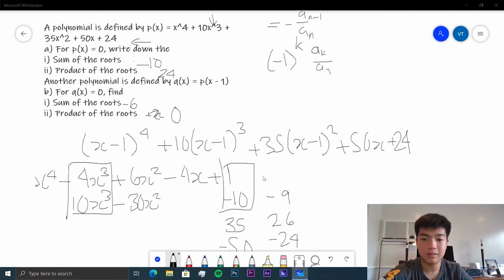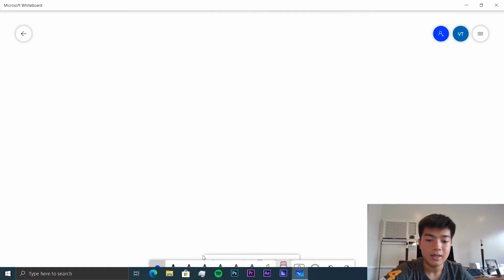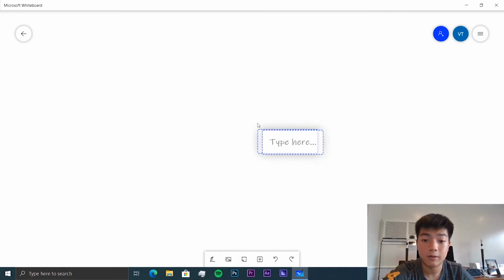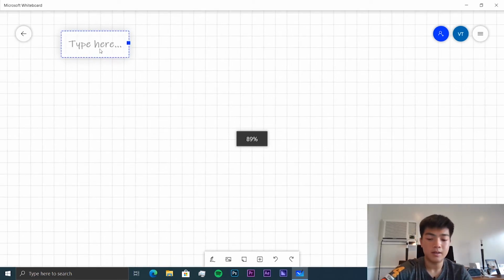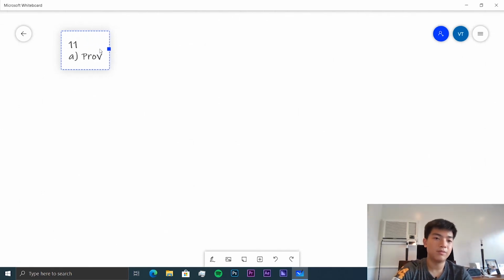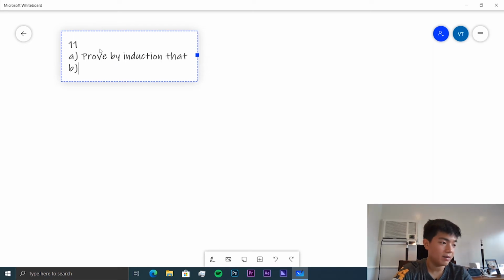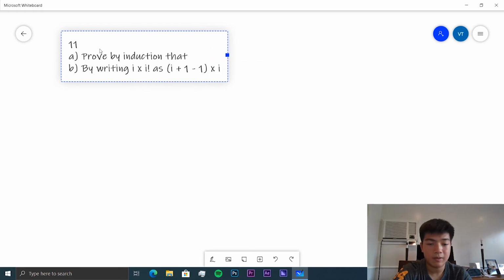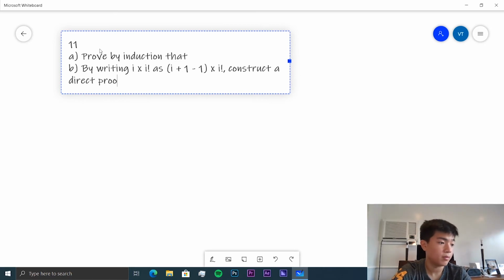Okay, time for some long questions. So for our long questions, the first one we have is, proof by induction. Prove by induction that, I'll write it out, and then by writing I times I factorial as I plus 1 minus 1 times I factorial, construct a direct proof for the result of A.